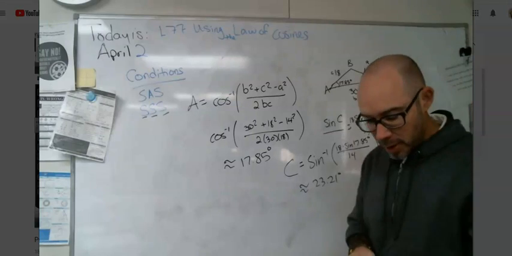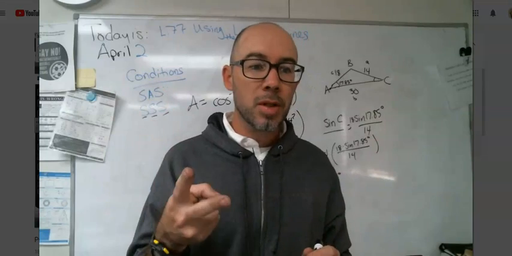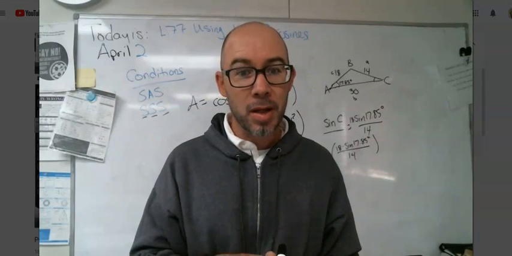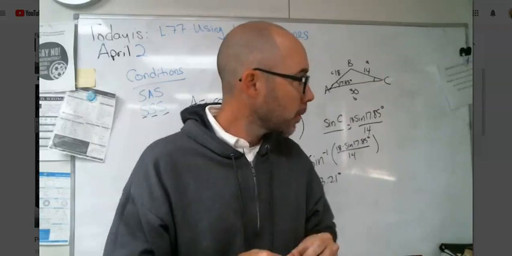So there you go. Given the three sides, I can find one of the other angles, and then I can use law of sines to figure out the second angle, and I can use subtraction to figure out the third.